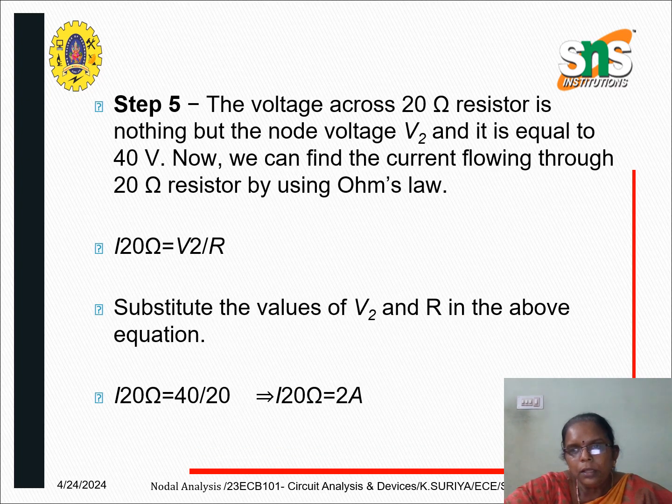You have to find the voltage across the 20 ohm resistor. It is nothing but the node voltage V2, and you know that it is equal to 40 volts. Next, the current flowing through the 20 ohm resistor, you can find using Ohm's law, which is I is equal to V by R. V is 40, divided by 20. So you'll get 2 amps. This is how nodal analysis is done.